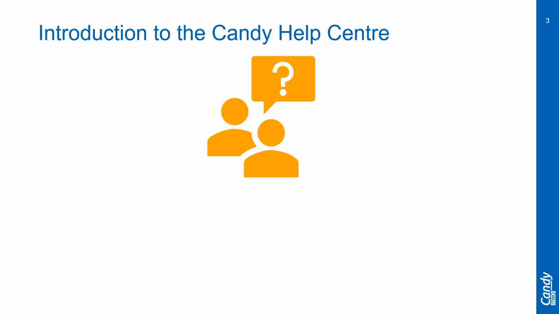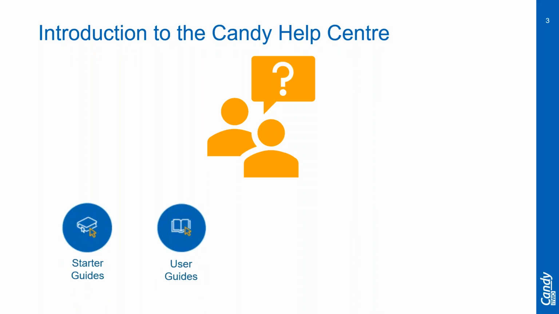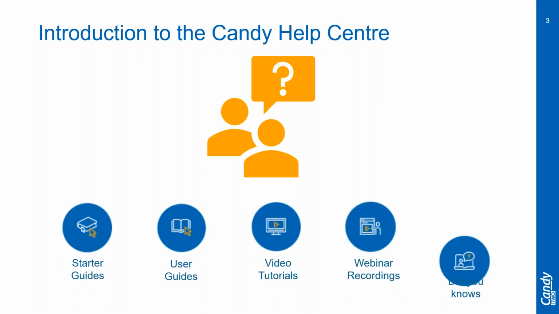You have access to navigate the Candy Help Center as a first tier of support, providing self-help or pre-support as an option. The Help Center catalogs knowledge content by providing access to various resources such as starter guides, user guides, video tutorials, webinar recordings, and did you knows. Not only is there access to search functionalities, but users can submit inquiries by hitting the contact support button from any page within the Help Center, which we'll look at later in the webinar.